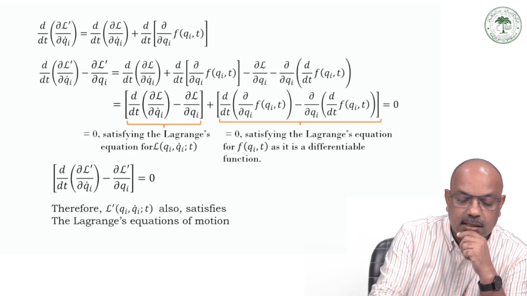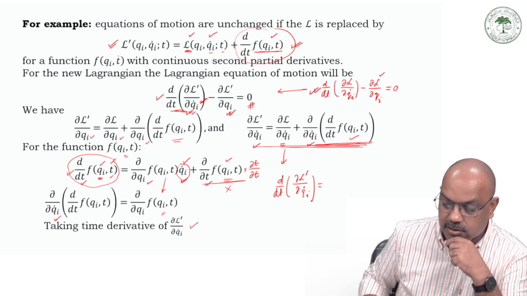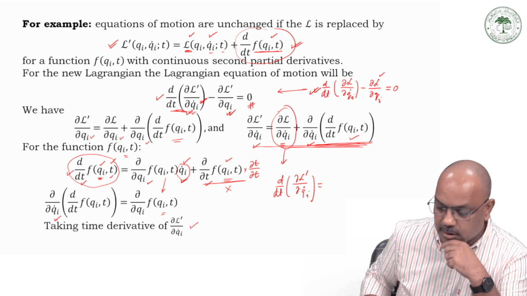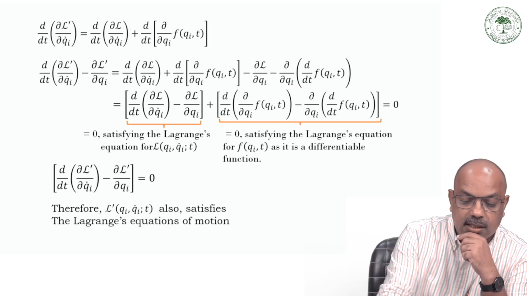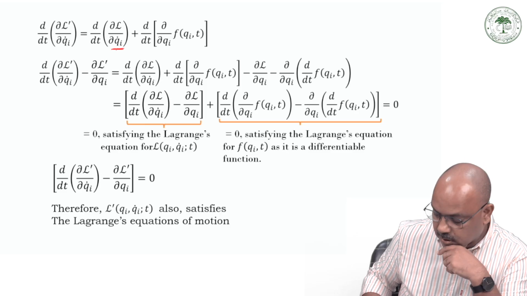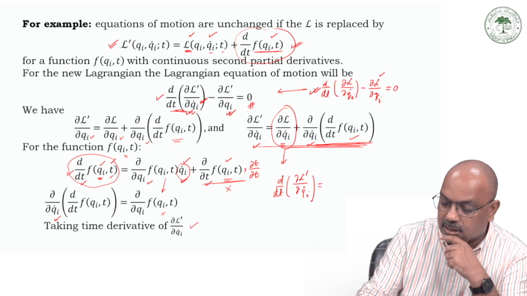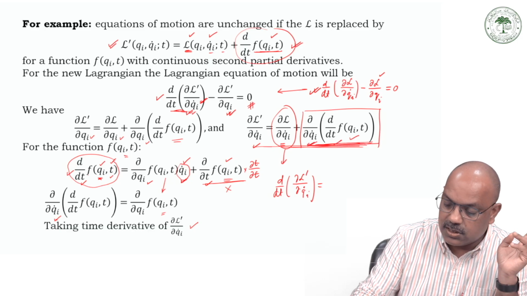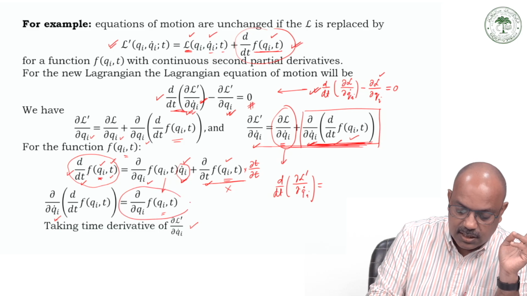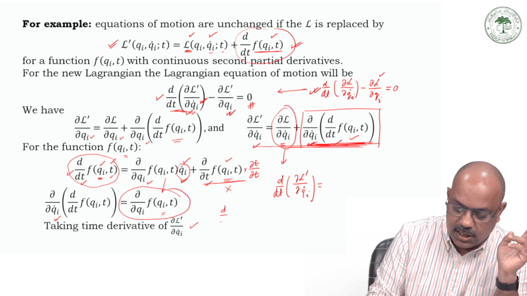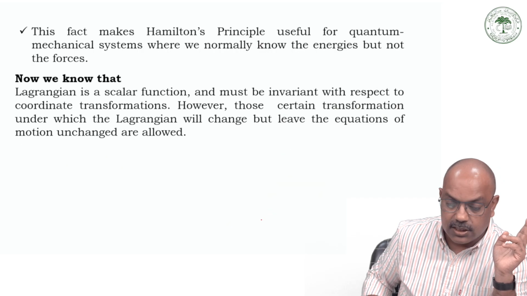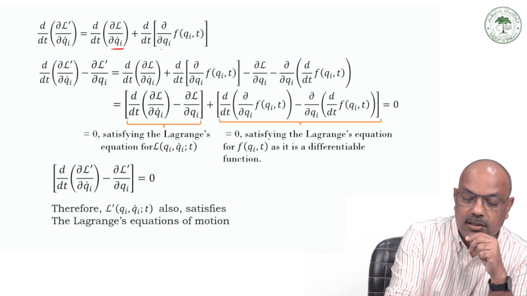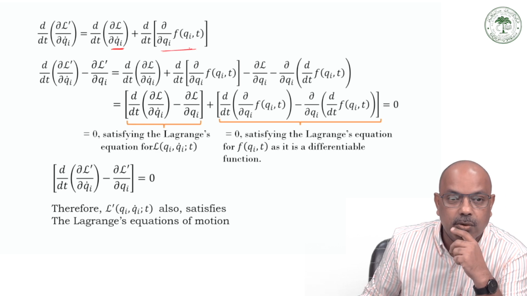So you see that the first term is ∂L/∂q_i dot. So I have d/dt of ∂L/∂q_i dot, and the second term is this one, which I am going to write as d/dt of ∂/∂q dot of df/dt. This I have already calculated, which is this thing. So this is d/dt of ∂f/∂q_i, the f function, and that is going to be d/dt of ∂f/∂q_i.